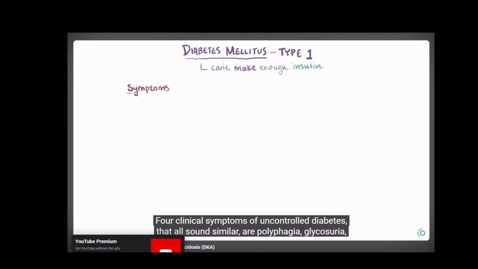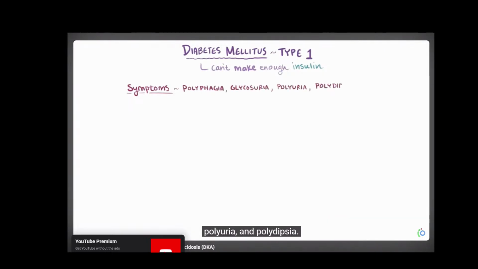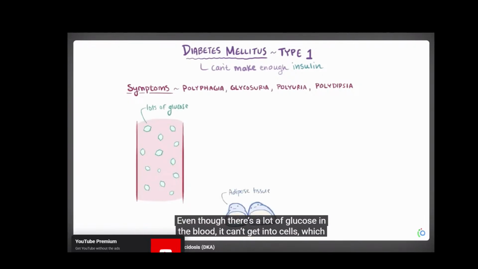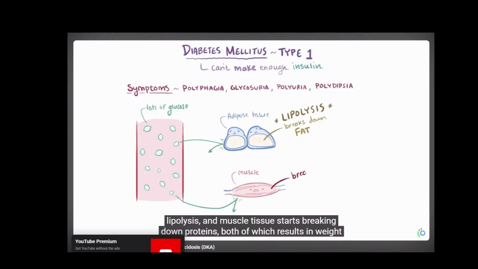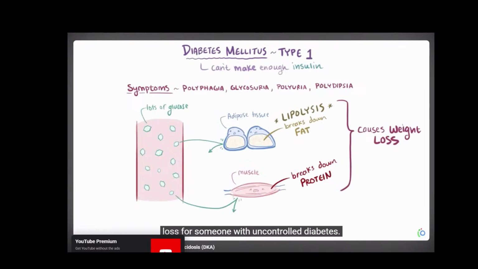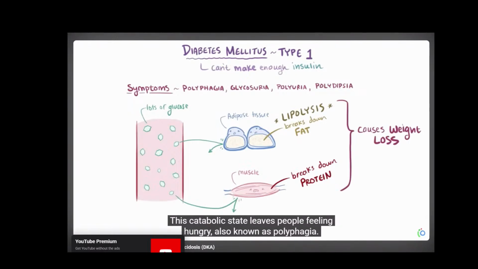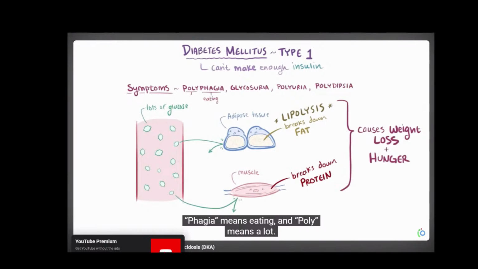Four clinical symptoms of uncontrolled diabetes that all sound similar are polyphagia, glycosuria, polyuria, and polydipsia. Let's go through them one by one. Even though there's a lot of glucose in the blood, it cannot get into the cells, which leaves cells starved for energy. So in response, adipose tissue starts breaking down fat, called lipolysis, and muscle tissue starts breaking down proteins, both of which result in weight loss for someone with uncontrolled diabetes. This catabolic state leaves people feeling hungry, also known as polyphagia. Phasia means eating, and poly means a lot.